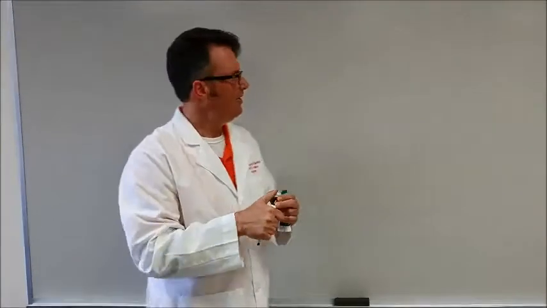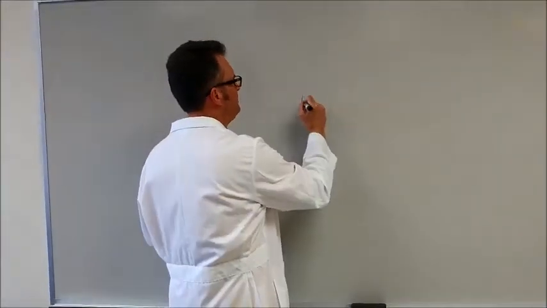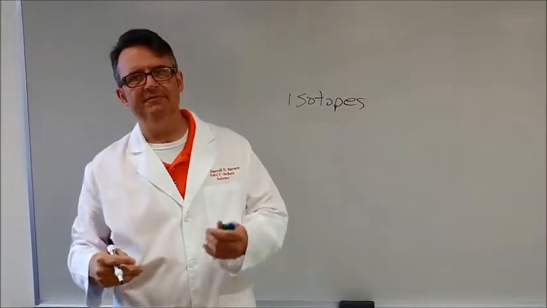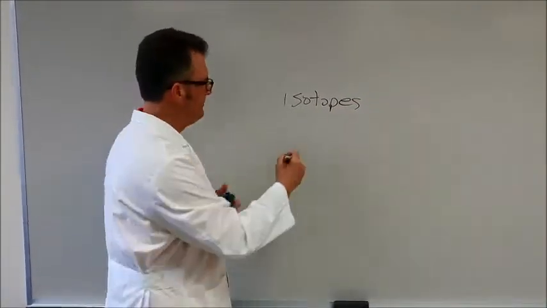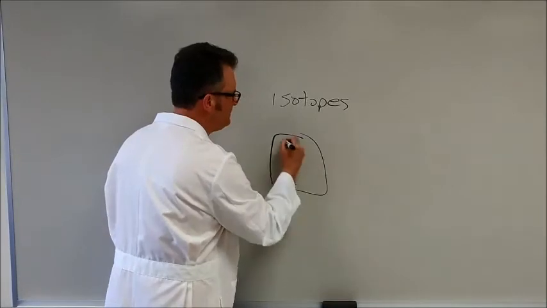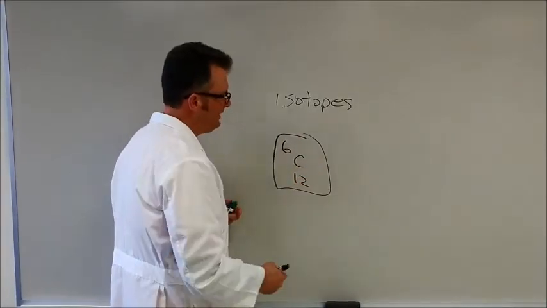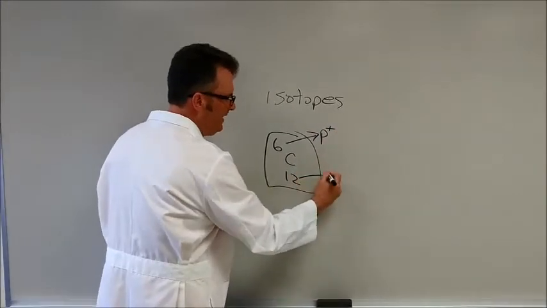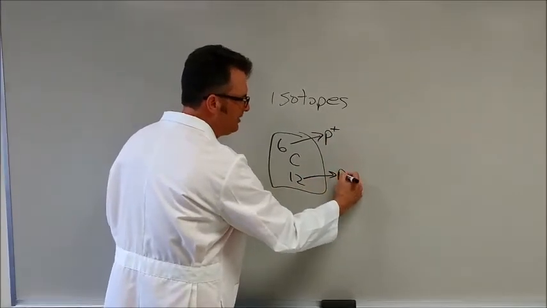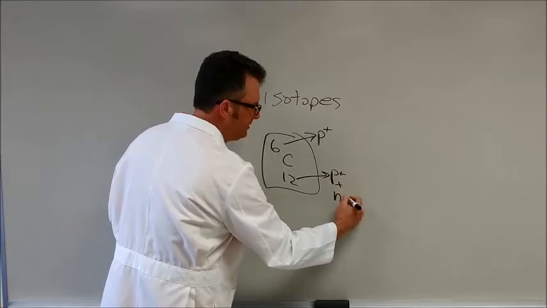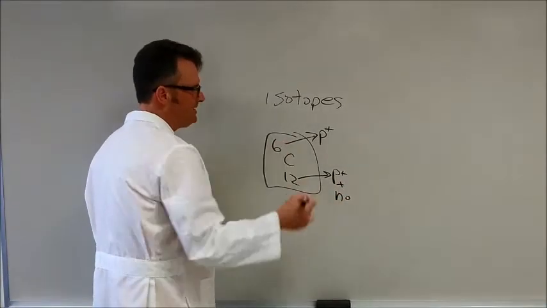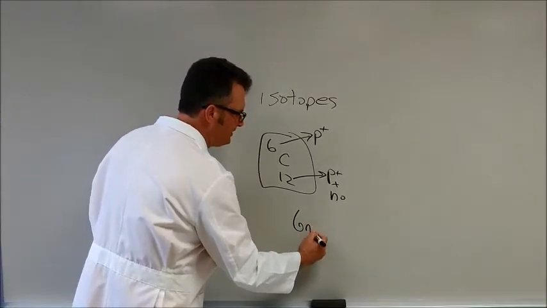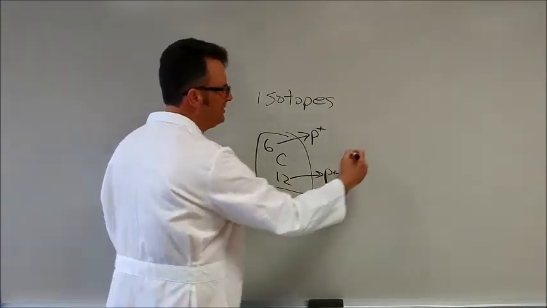For just a minute, let's talk about isotopes. Isotopes are different flavors of chemicals. If we looked at carbon, for instance, carbon 12 has 6 protons. Remember, this bottom number is the proton plus the neutron number. So 12 minus 6 makes what? 6. It makes 6 neutrons. So carbon 12 has 6 neutrons.